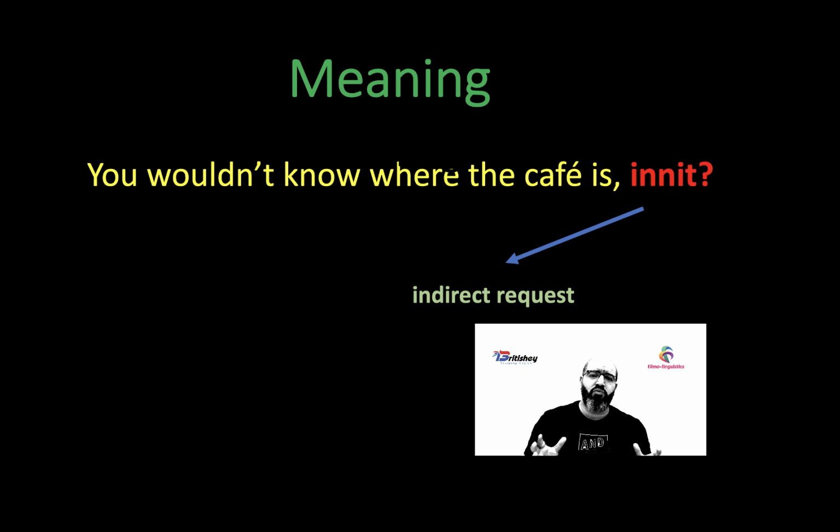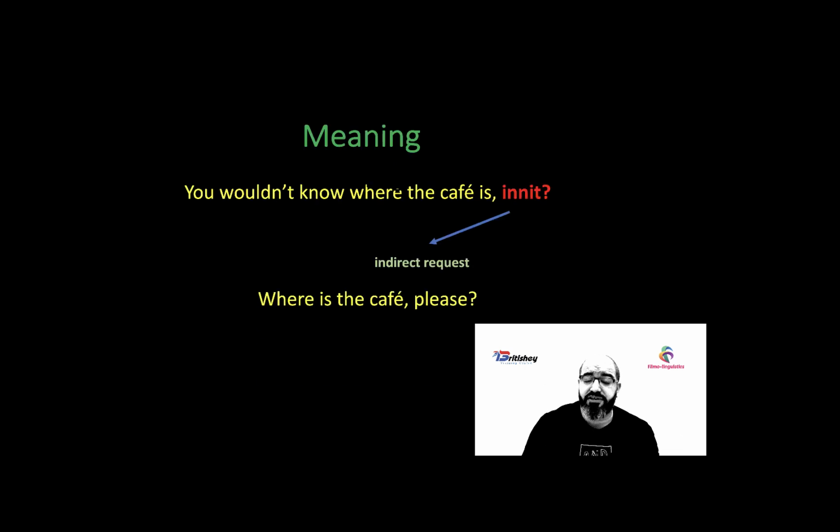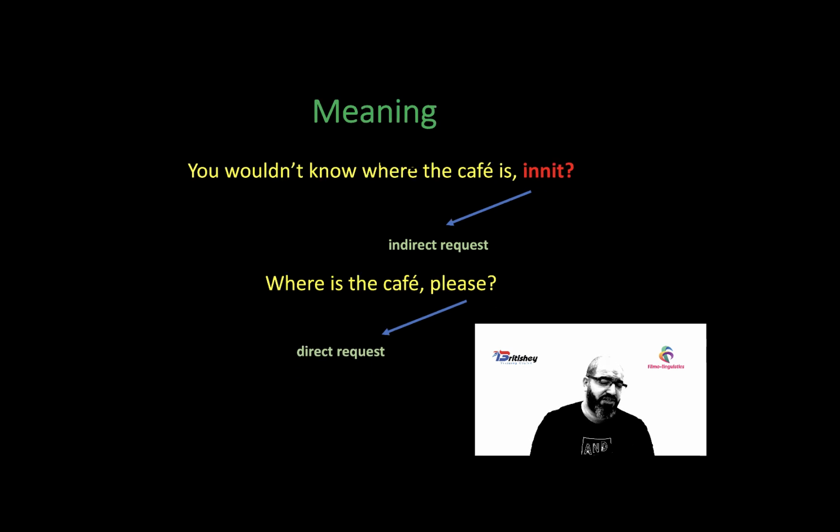So someone might ask, Shadi, but what is a direct request if this is an indirect request? Let me give you this example. Have a look at this. Where is the cafe, please? That's direct. But look at the previous example. It says, you wouldn't know where the cafe is, innit? And we can use innit in a lot of indirect requests, like you can say, you can lend me some money, innit? You can help me with this, innit? You see, right? So again, that's also a third meaning or a third function of innit.